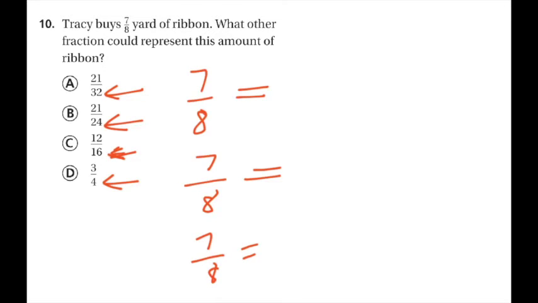Okay, so I'm looking at the 32nds, 24ths, and 16ths. To get to 16ths, I know they multiplied by 2 over 2 because 8 times 2 equals 16. So that would be 7 times 2, which is 14 16ths. Do I see 14 16ths? No, but I see 12 16ths, and I know that can't be it. Okay, so I ruled that answer out.